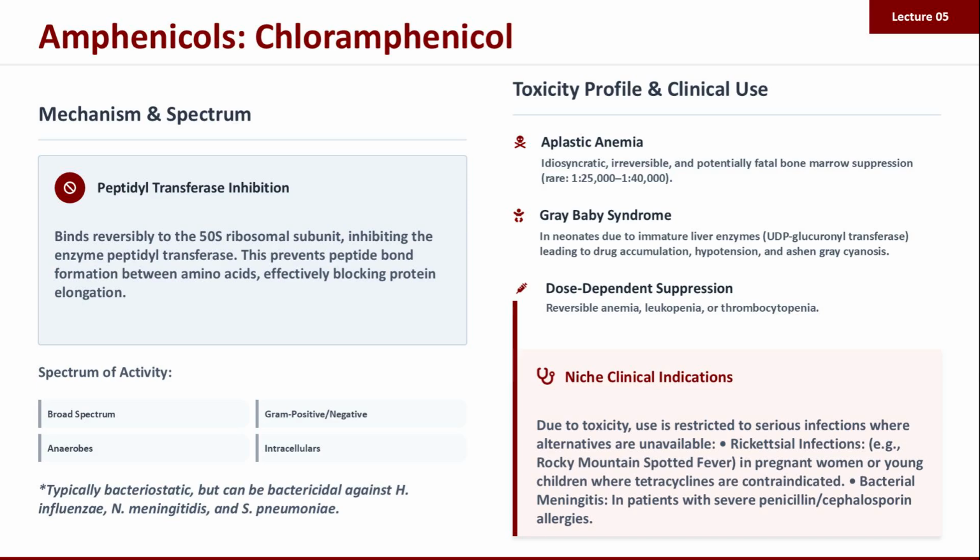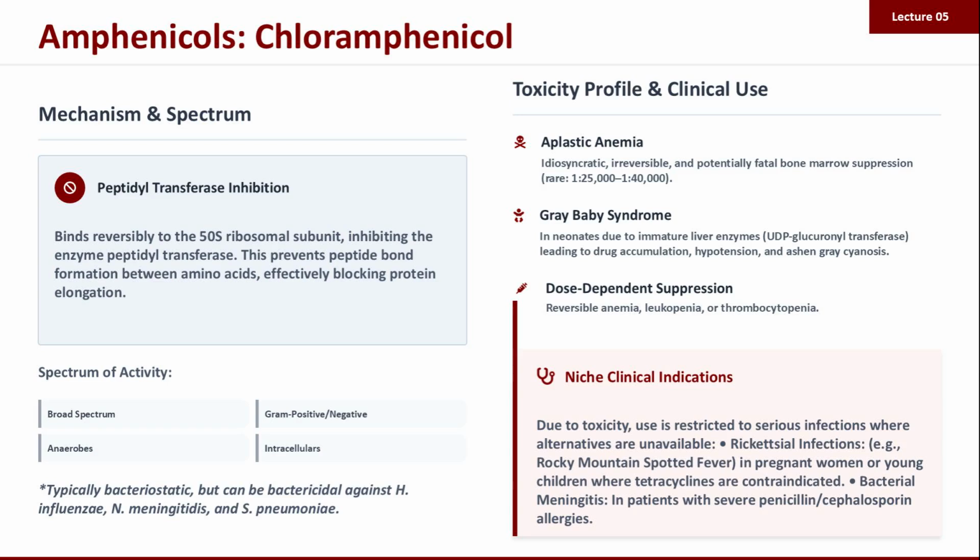The reason is toxicity, which is very serious. The most important toxicity is aplastic anemia. This is rare but irreversible and potentially fatal. It is not dose-dependent and can occur unpredictably. That is why this drug is avoided unless absolutely necessary.